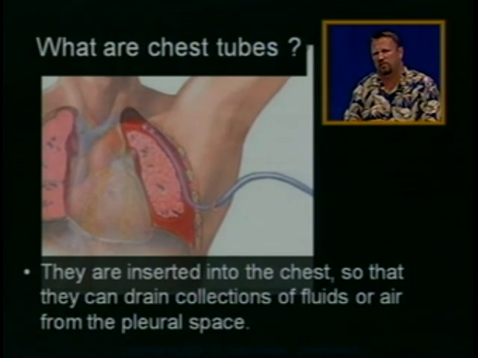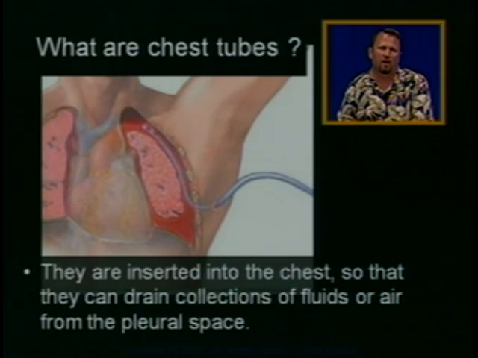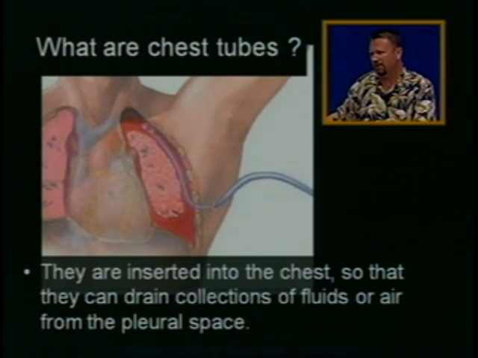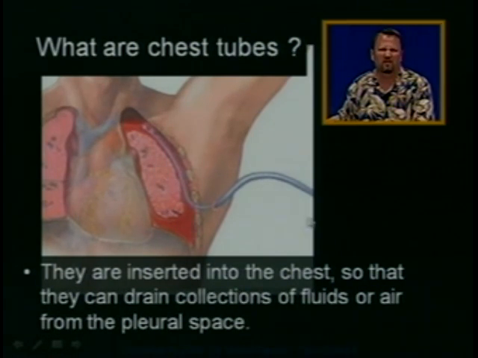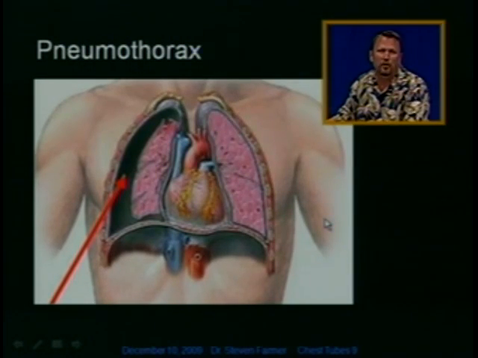And those two pleural linings give the lungs lubrication to move against the chest wall. But sometimes that pleural space can get filled up with air or blood or pus, and we need to use a chest tube to drain that pleural space. So here's a picture of a chest tube in the pleural space. We see blood in the pleural space here. That's the lung right there.